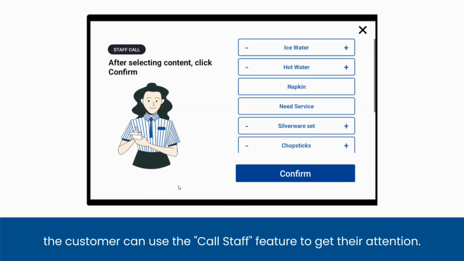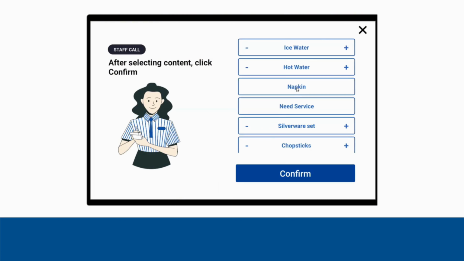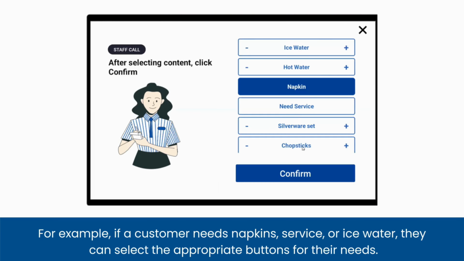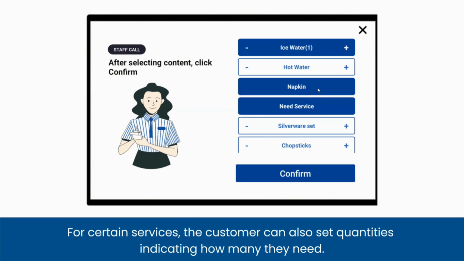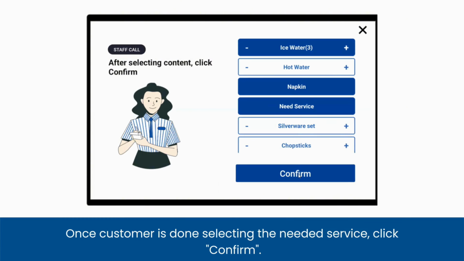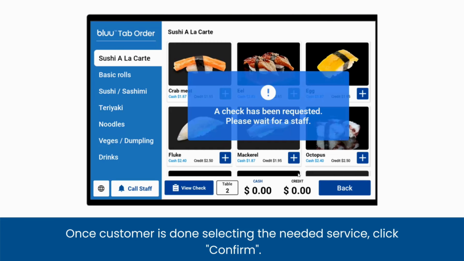While a customer is eating and needs to get the attention of the staff, the customer can use the Call Staff feature to get their attention. For example, if a customer needs napkins, service, or ice water, they can select the appropriate buttons for their needs. For certain services, the customer can also set quantities indicating how many they need. Once customer is done selecting the needed service, click Confirm.